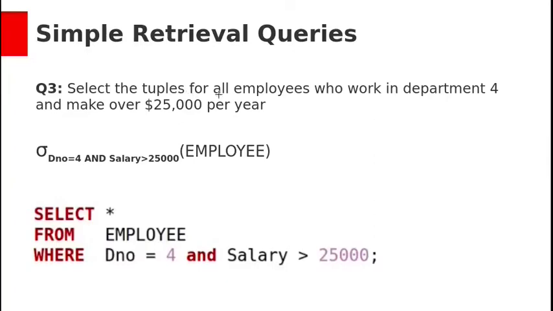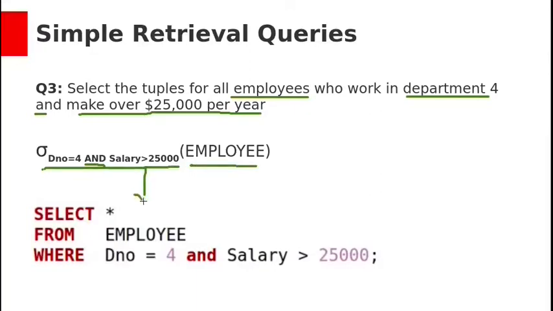Select the tuples for all employees who work in department number 4 and make over $25,000 per year. See here, this query is also on relation employee, but here we have 2 conditions. One is department number 4 and the other is salary greater than $25,000. So we need to add those 2 conditions in our selection condition with an and: sigma department number equal to 4 and salary greater than $25,000 on employee relation.